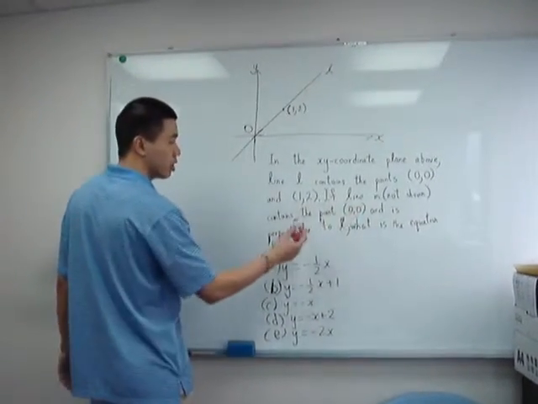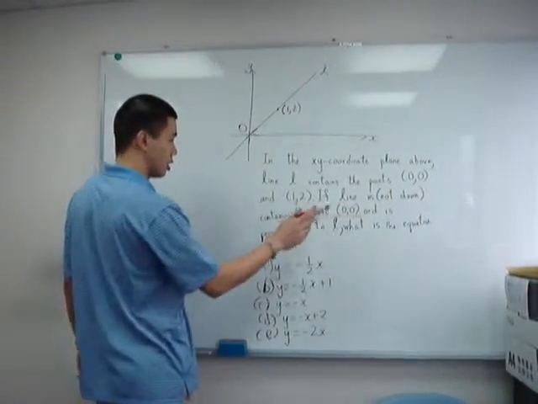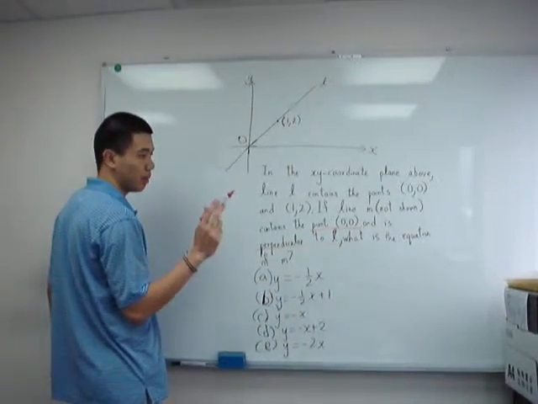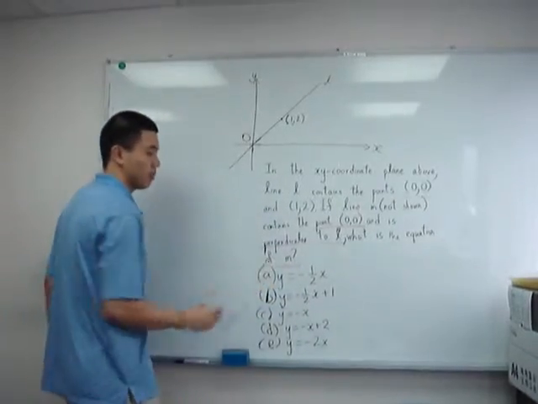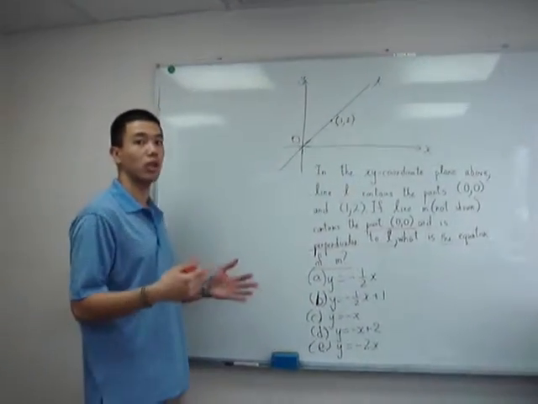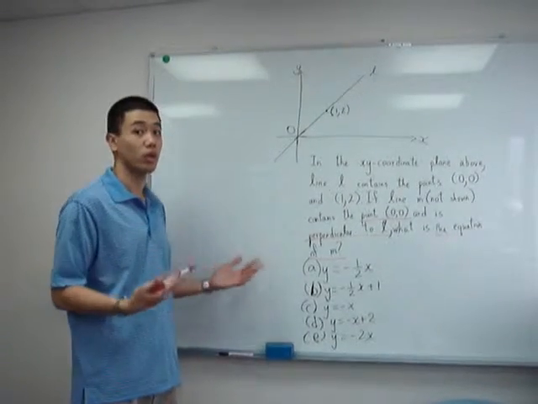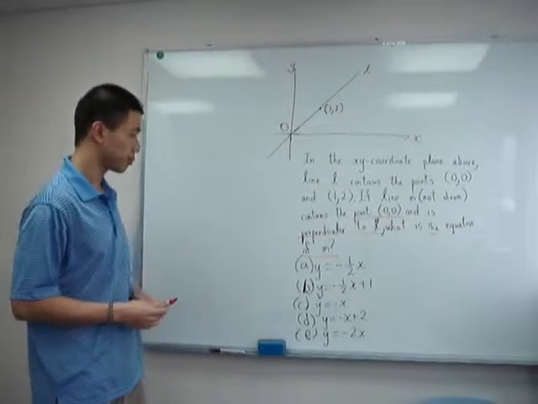So line M, not shown, contains the point (0, 0). I'll try to underline that in my test. And it's perpendicular to L. That's also important. And most importantly, what are we looking for? The equation of M. We do this so that during the test we won't lose track of what we are looking for, because that is a common error that a lot of students will commit.